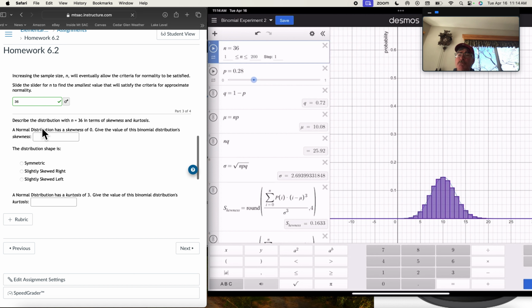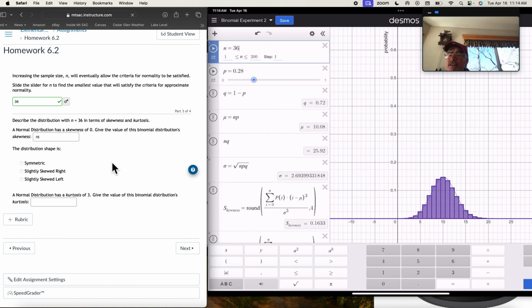Okay, and then it says a normal distribution has a skewness of 0. Give the value of this binomial distribution's skewness. If you look down at the skewness, it's actually 0.1633 here, but the instruction said 2 places after the decimal, so I'm just going to put that in as a 0.16. And with a positive skewness like that, that's skewed to the right. Just slightly.